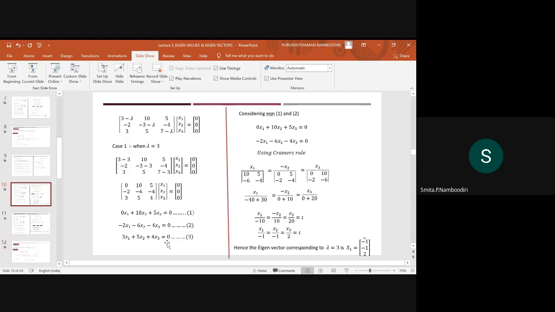Again, using Cramer's rule, x1 upon. You can try with different equations also. So if you want to find x1, leave the coefficients of x1 and write the coefficients of the other variables. So 10, 5, minus 6, minus 4. Please check the signs again. Is it okay? 0, 10; 5, minus 2; minus 6, minus 4. Then for x2: 0, 5, minus 2 and minus 4. For x3: 0, 10, minus 2 and minus 6.